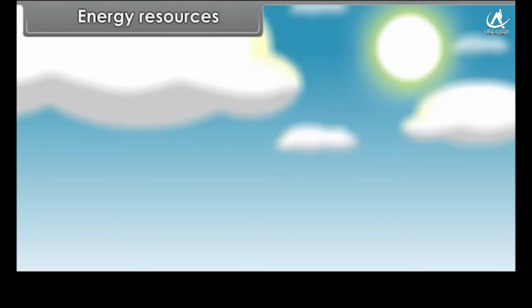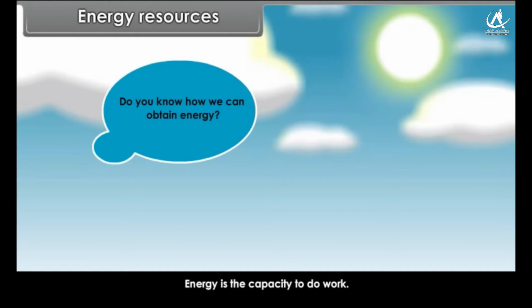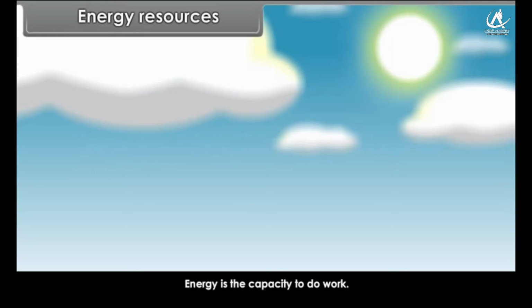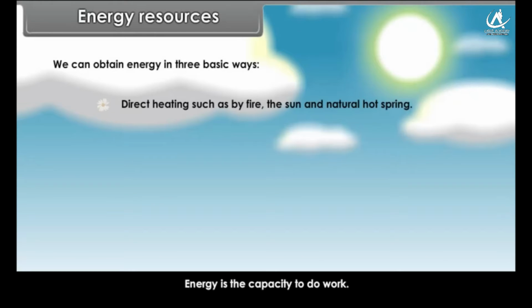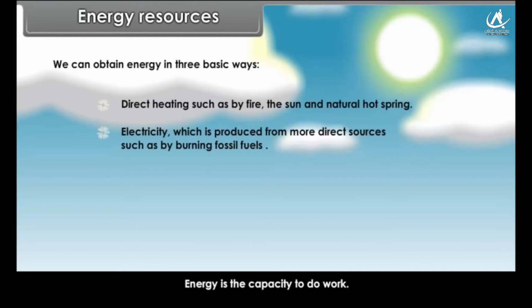Energy resources. Energy is the capacity to do work. Do you know how we can obtain energy? We can obtain energy in three basic ways. 1. Direct heating, such as by fire, the sun, and natural hot springs. 2. Electricity, which is produced from more direct sources such as by burning fossil fuels. And 3. Stored energy in the form of a battery.